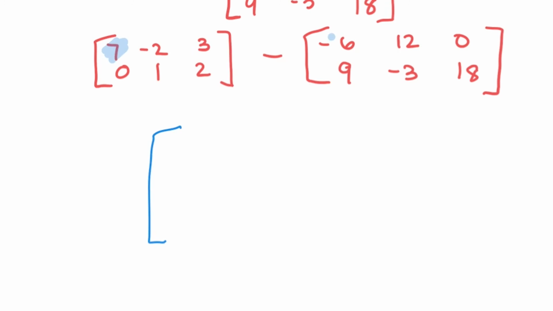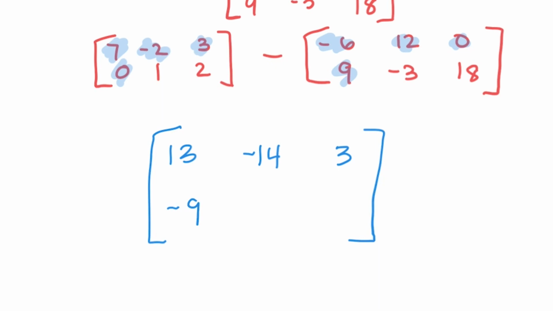We just subtract corresponding elements. So in the top left, we have 7 minus a -6, which gives us 13. Then we have -2 minus 12, which is -14. Then we have 3 minus 0, which is 3. And bottom row, we have 0 minus 9, which is -9. 1 minus a -3, so that's 1 plus 3 to give us 4. And 2 minus 18 to give us -16.